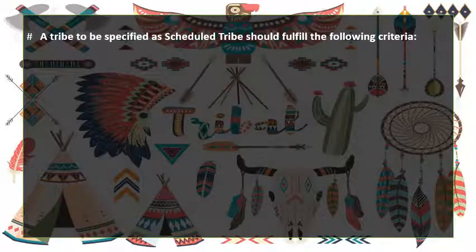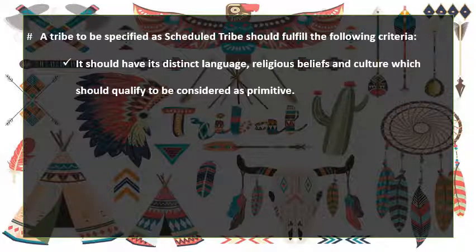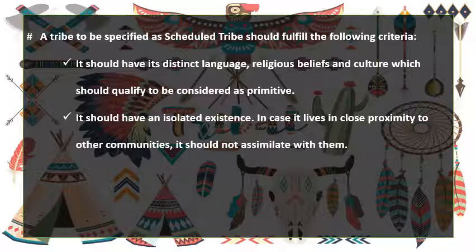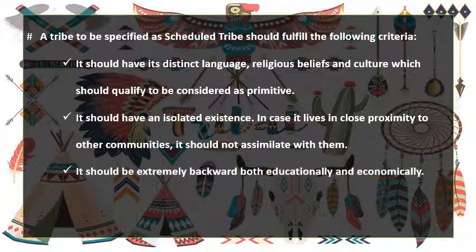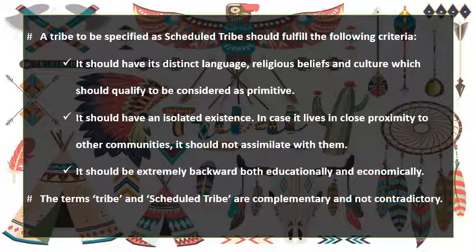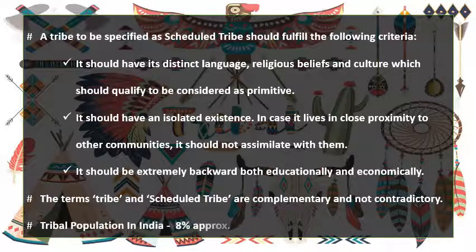In simpler terms, a tribe to be specified as scheduled tribe should fulfill the following criteria. It should have its distinct language, religious belief, and culture, which should qualify to be considered as primitive. It should have an isolated existence. In case it lives in close proximity to other communities, it should not assimilate with them. It should be extremely backward both educationally and economically. The term tribe and scheduled tribe are complementary and not contradictory. Approximately 8% of Indian population comprises of tribal people.